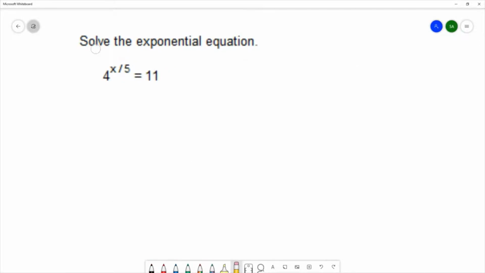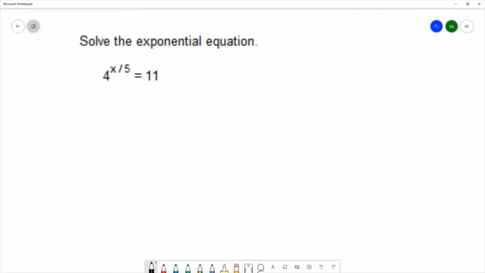For this example, we want to solve the exponential equation 4 to the x over 5 equals 11. Looking at the bases, I have a base of 4. 4 can be written as 2 squared. And a base of 11. 11 is prime. There's no factorization that will allow me to rewrite that base of 11. So because I can't match these two bases, I can't use the relating the bases method to solve this equation. I need to use one of the other methods.